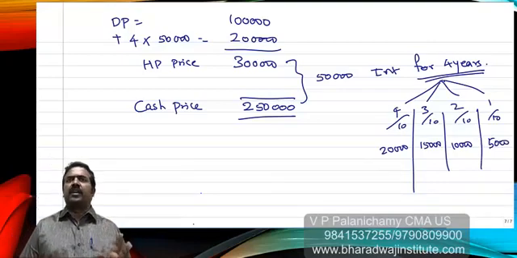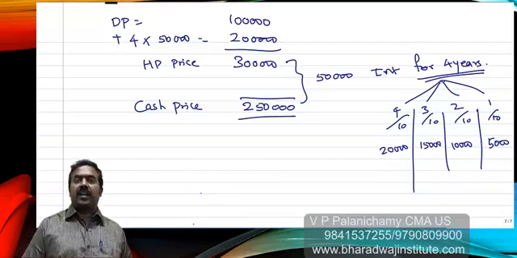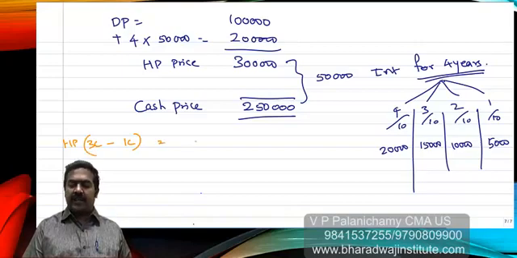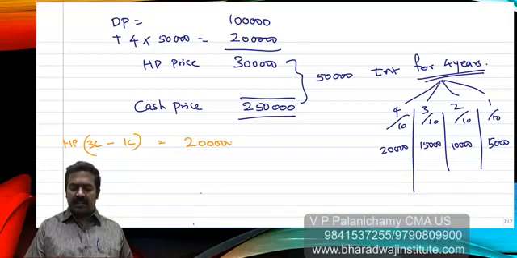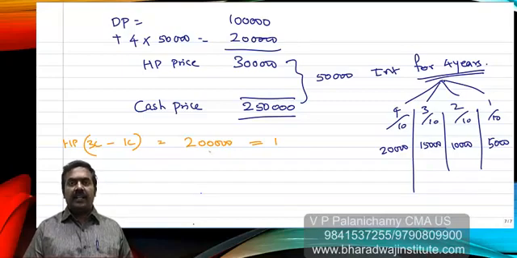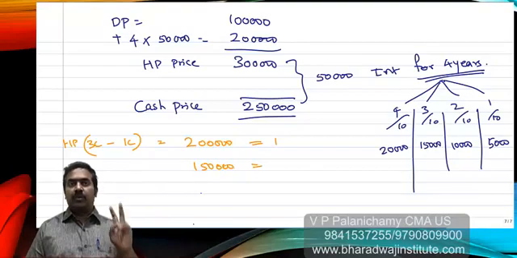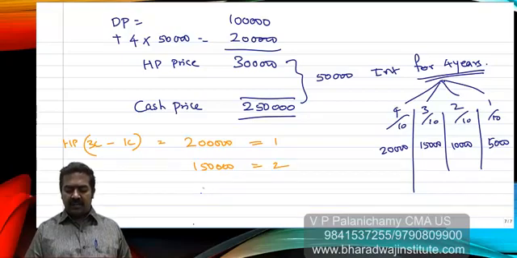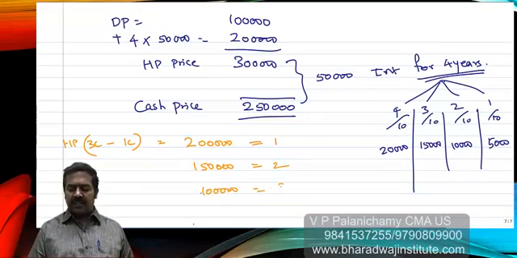Listen, this is a shortcut method. You can apply a logical method also. What is the hire purchase price? 3 lakhs. How much we settled immediately? Down payment we settled immediately, 1 lakh. What is the balance? 2 lakhs will be outstanding for first year. Then, in that we would have paid 50,000. So, how much will be outstanding for second year? Out of 2 lakhs, 50,000 installment is paid, so 1,50,000. How much will be outstanding for third year? 1 lakh. And fourth year, how much will be outstanding? 50,000 will be outstanding for fourth year.